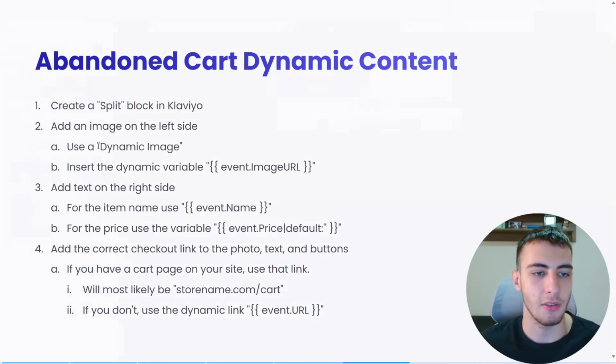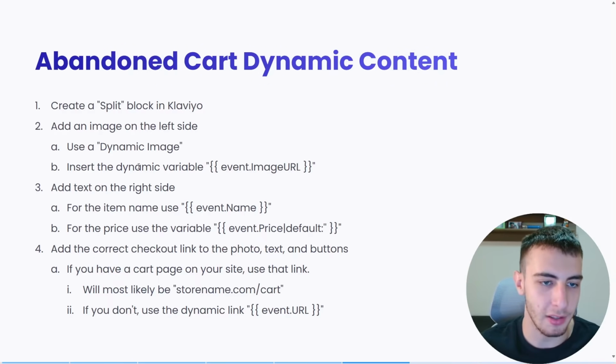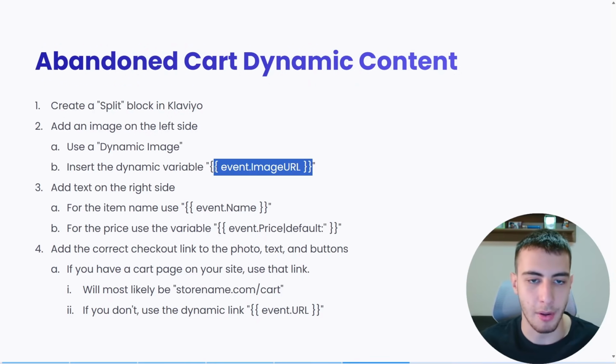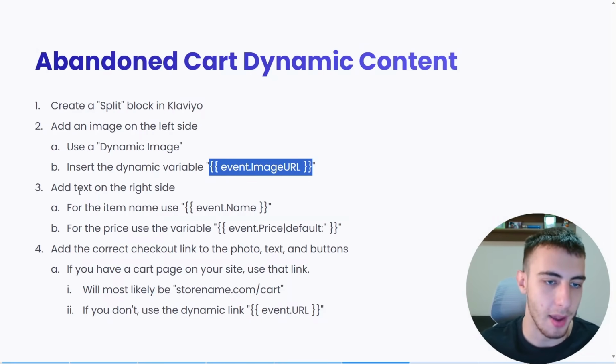Add an image on the left side, use a dynamic image. We already covered that. Dynamic image here. What is going to be different is the actual variable. So insert the dynamic variable. You copy and paste this again, the same thing. Boom, like that. Save.